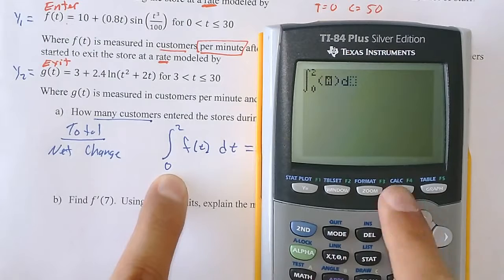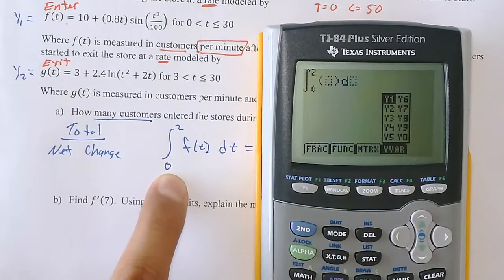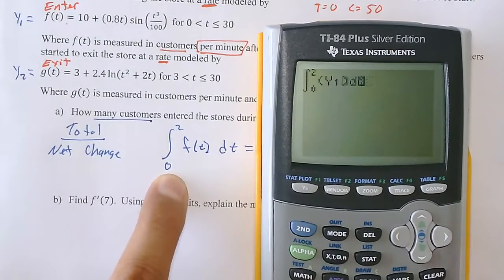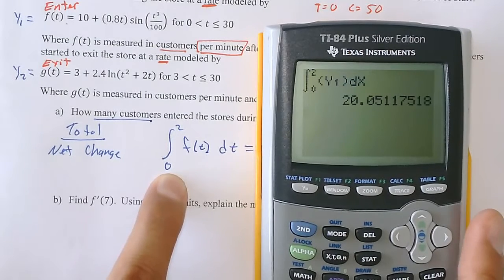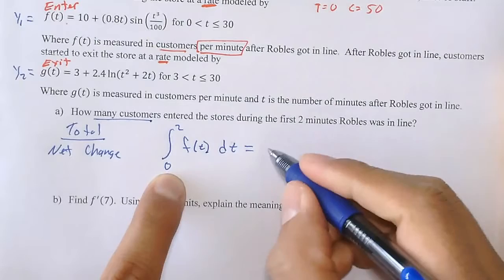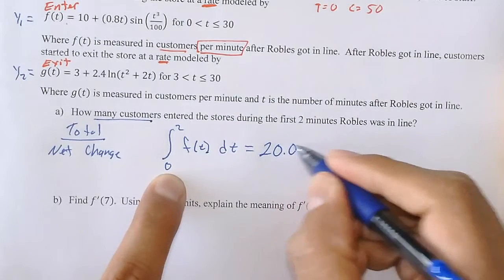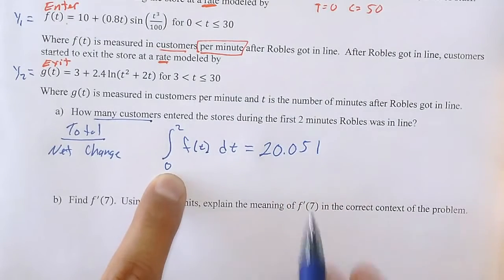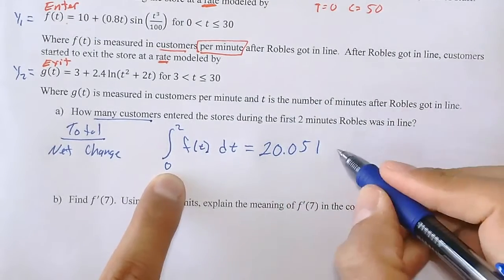Let me go to my paper. So this number, customers, is the total number of customers that entered the store in the first 2 minutes. We'll talk about grading in a bit.